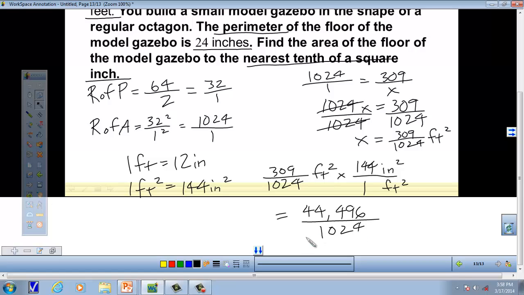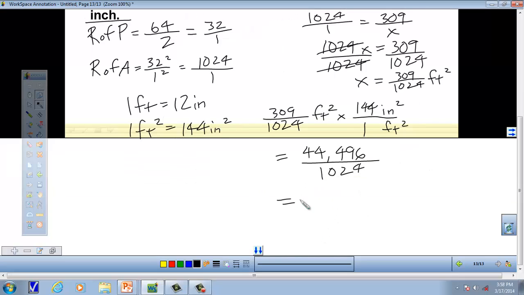Dividing those two and simplifying it, we get 2,781 over 64. And now we're in square inches in both cases here. And they want it to the nearest tenth. So that would give us 43.5 square inches. So we know the area of the smaller model gazebo is 43.5 square inches.